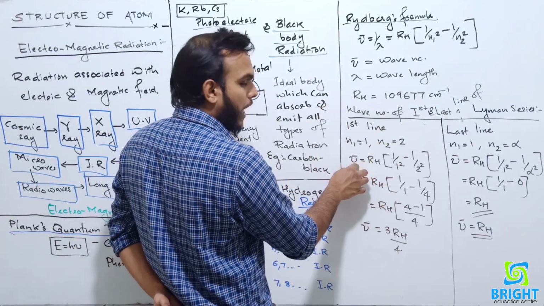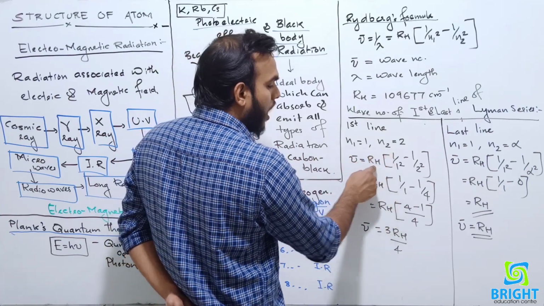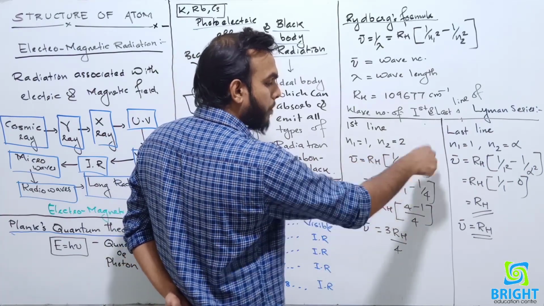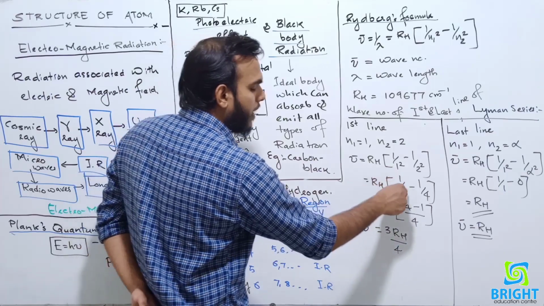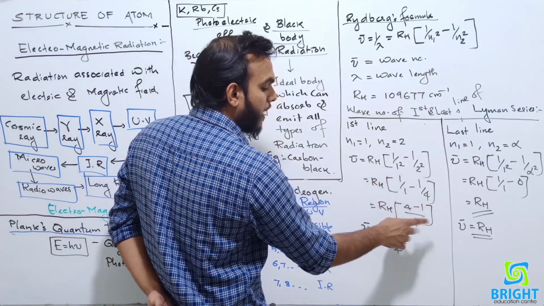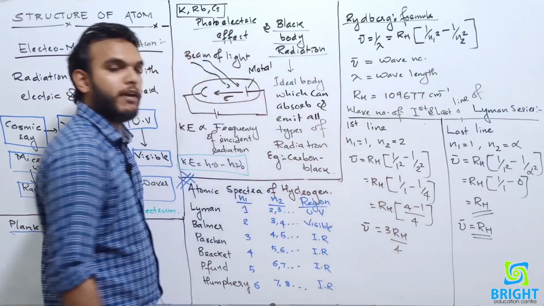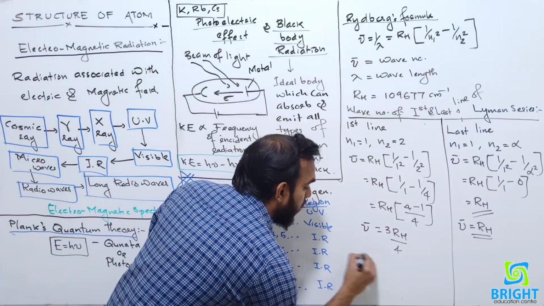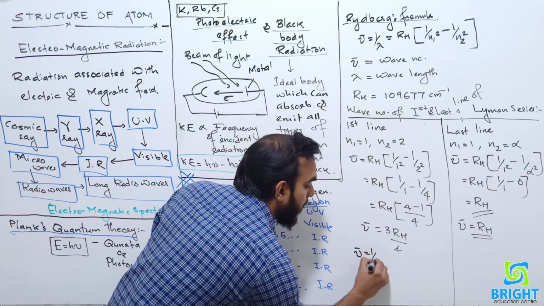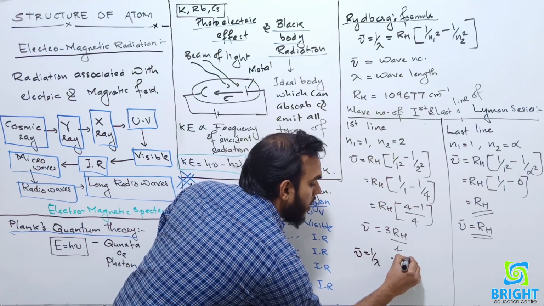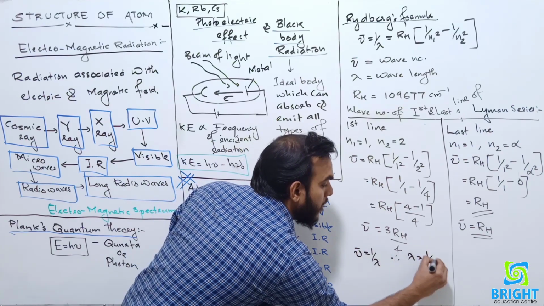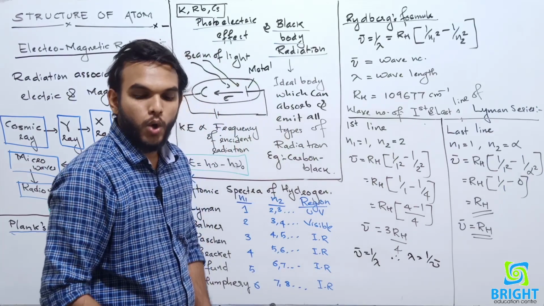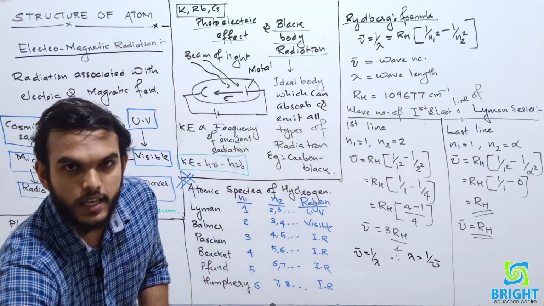Is that fine? So for the first line n2 is equal to 2. Nu bar, the wave number, is equal to RH into (1 by 1 square minus 1 by 2 square), that is 1 by 1 minus 1 by 4. Cross multiplying, we get 3 RH by 4. That is the wave number. We already know that nu bar is equal to 1 by lambda, therefore lambda is equal to 1 by nu bar because they are inversely proportional.